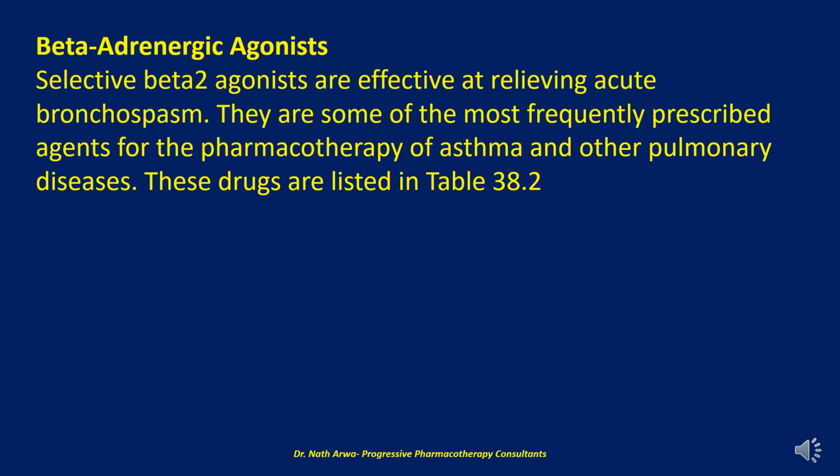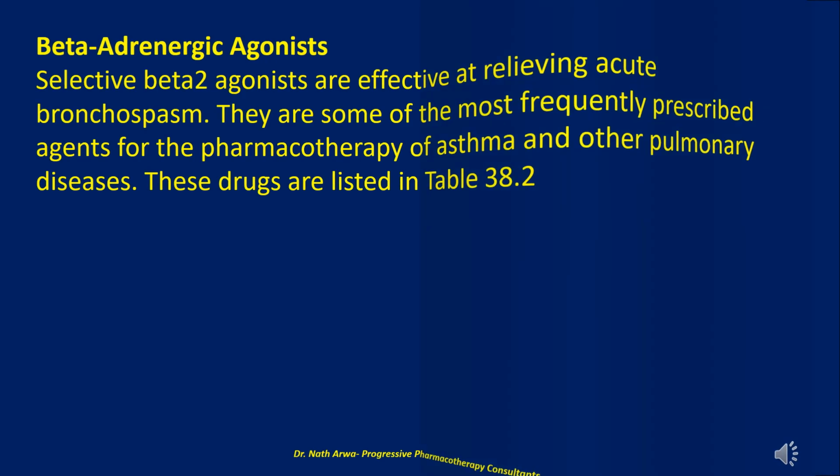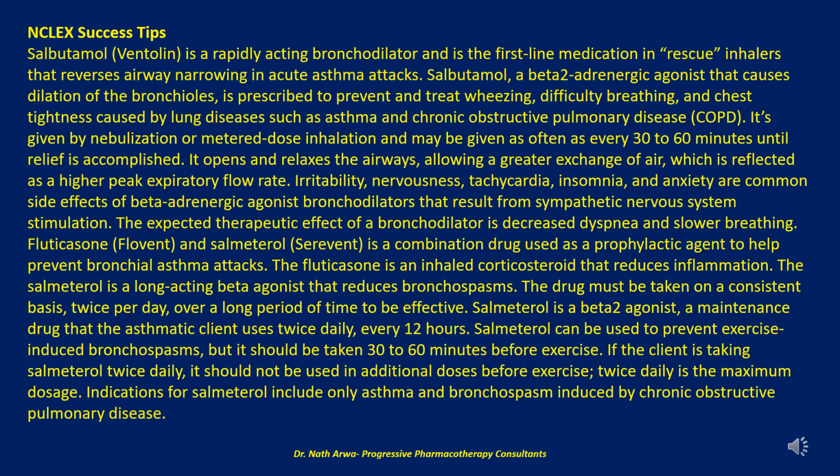Next we will discuss beta-adrenergic agonists. Selective beta-2 agonists are effective at relieving acute bronchospasm. They are some of the most frequently prescribed agents for the pharmacotherapy of asthma and other pulmonary diseases. These drugs are listed in Table 38.2. We will now briefly consider NCLEX success tips.